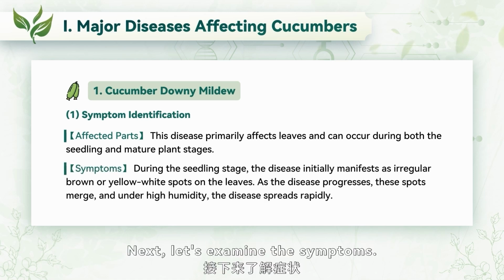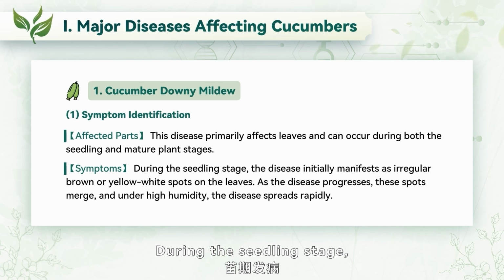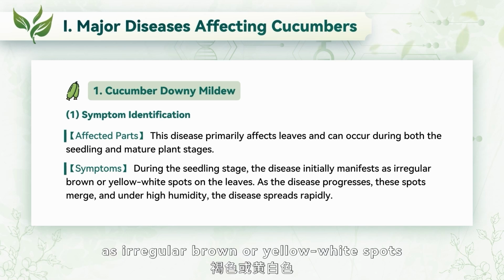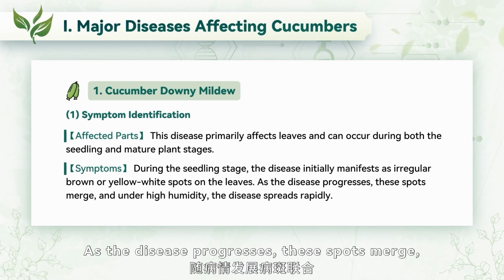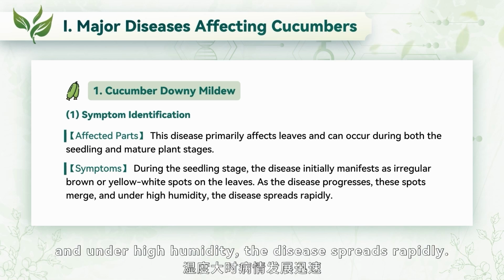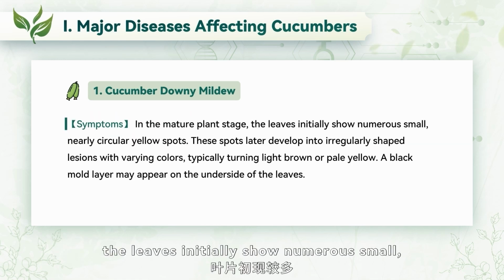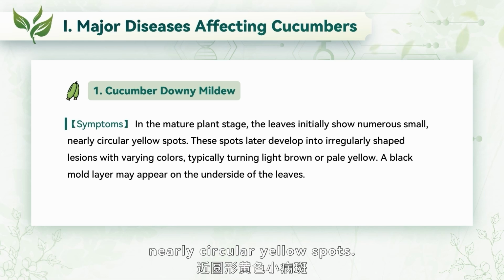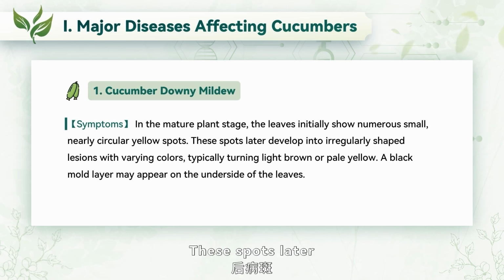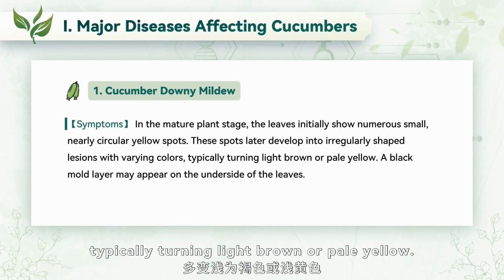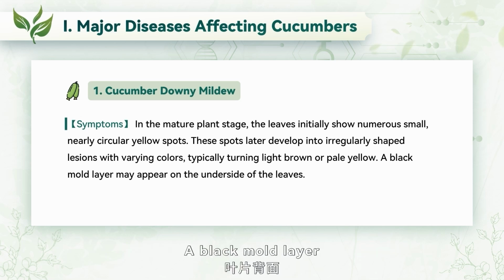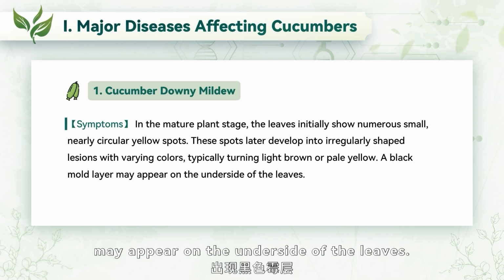Next, let's examine the symptoms. During the seedling stage, the disease initially manifests as irregular brown or yellow-white spots on the leaves. As the disease progresses, these spots merge, and under high humidity, the disease spreads rapidly. In the mature plant stage, the leaves initially show numerous small, nearly circular yellow spots. These spots later develop into irregularly shaped lesions with varying colors, typically turning light brown or pale yellow. A black mold layer may appear on the underside of the leaves.